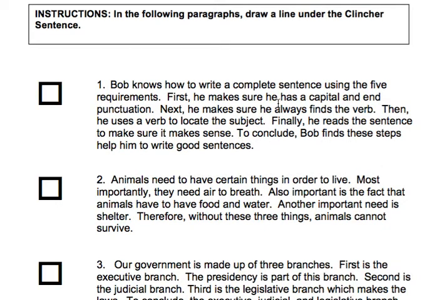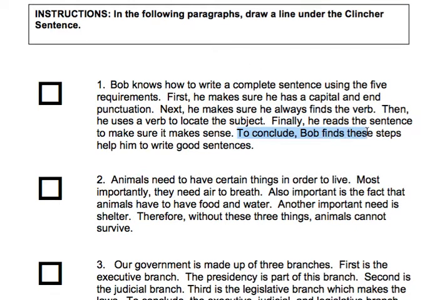So notice first our topic sentence. Bob knows how to write a complete sentence using the 5 requirements. This is a cluing topic sentence. They use first, next, then, and finally as their transitions. And then the last sentence uses a concluding transition. So they want us to underline this.